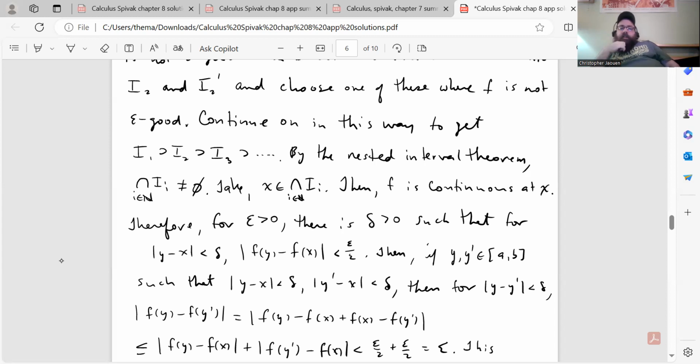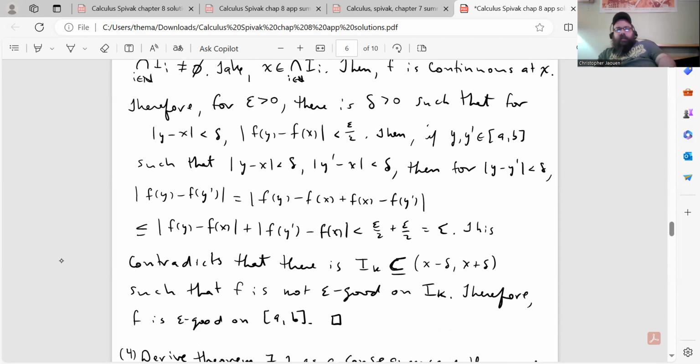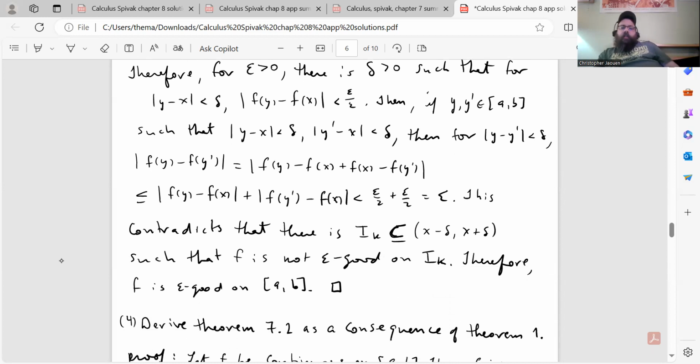Therefore, for epsilon greater than 0, there's a delta greater than 0 such that for absolute value y minus x less than delta, absolute value f of y minus f of x is less than epsilon over 2. Then if y and y prime are in the interval from a to b, such that absolute value y minus x less than delta and y prime minus x less than delta, then if you look at the positive difference between y and y prime, it is less than delta.